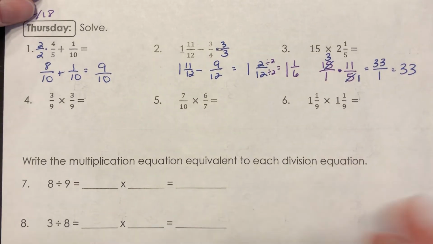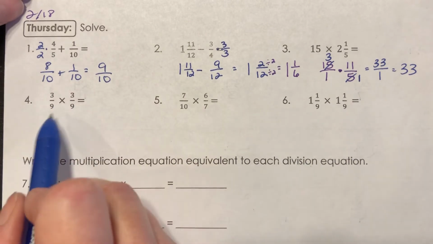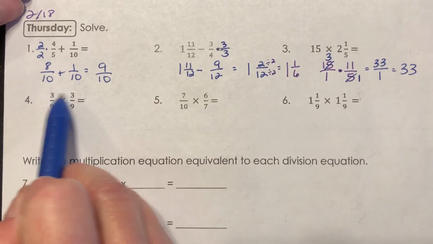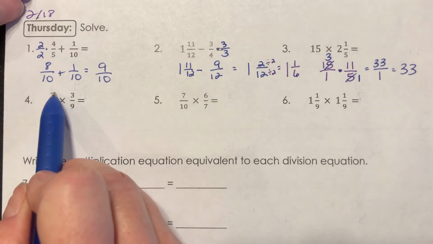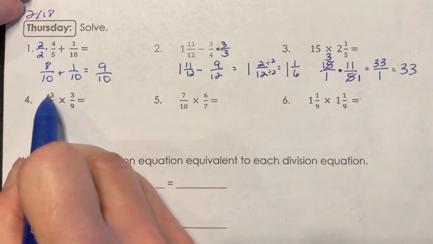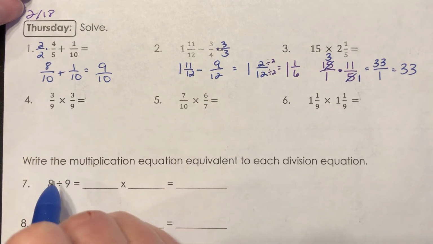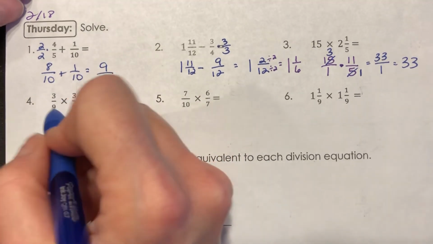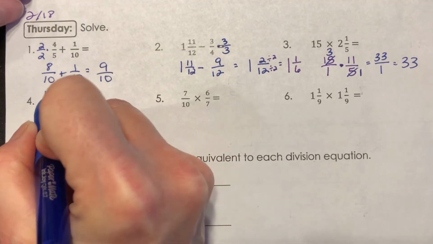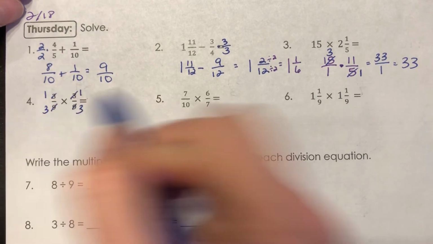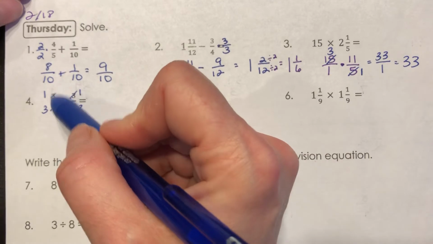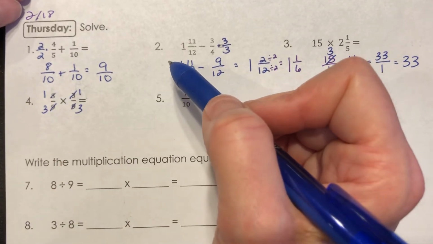Okay, number 4, straight up multiplication. I see the same digits directly across from one another, but not diagonal. So I can't just cross out those 3's and put 1's. But here, if you look 3 and 9, you can. So I can go ahead and say 3 goes into 3 once, 3 goes into 9 3 times, 3 goes into 3 once, 3 goes into 9 3 times. Or you could have just said, hey, 3 9ths equals 1/3 and simplified them both to start.